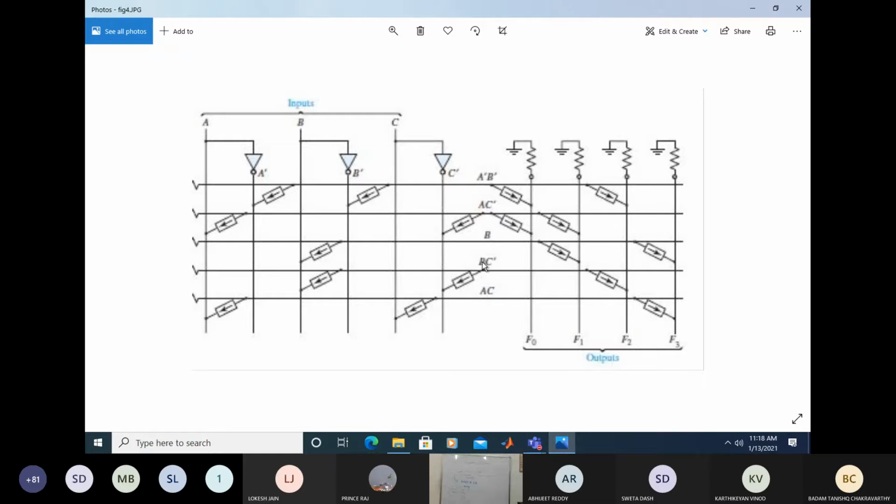So now the next task in this programmable logic array, PLA. Once this circuit is provided to us, immediately try to make a PLA table. Now, what is a PLA table?